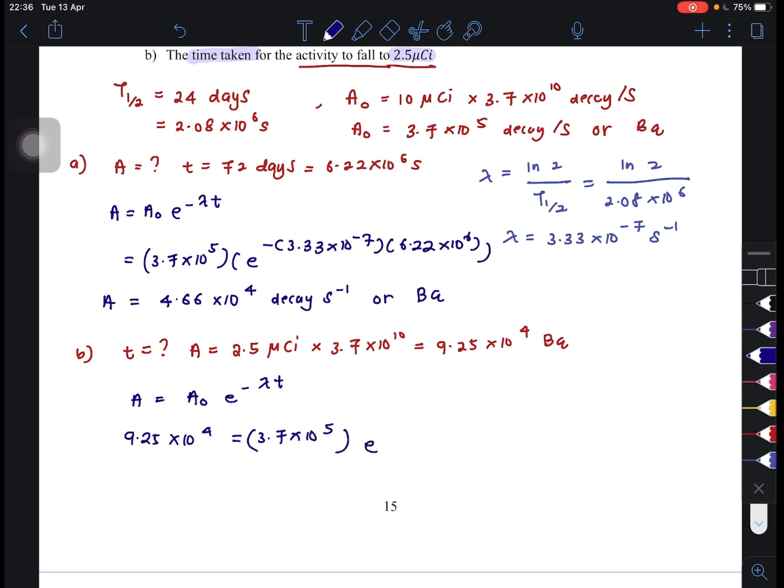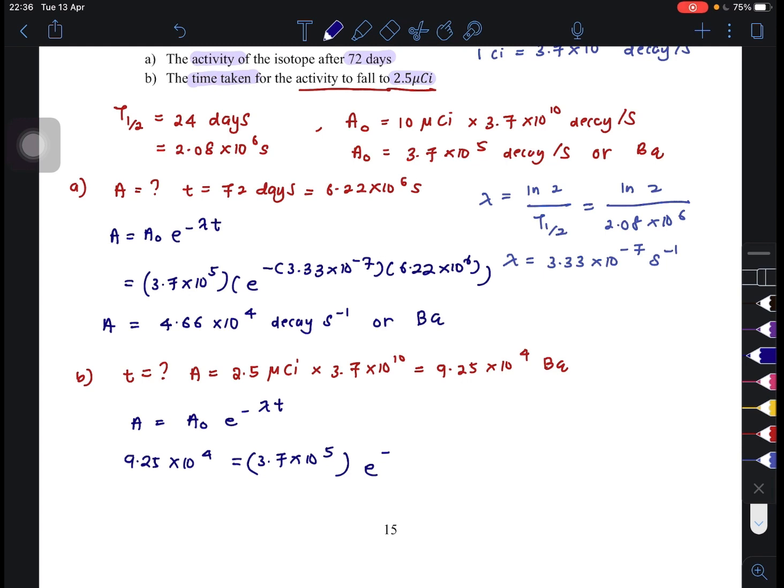And then okay, exponent E times with the decay constant, times with t. So t will be equal to 4.16 exponent 6 second.